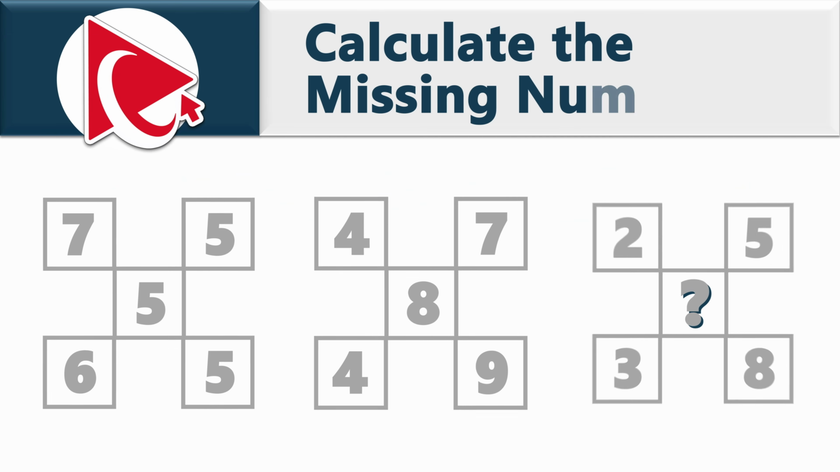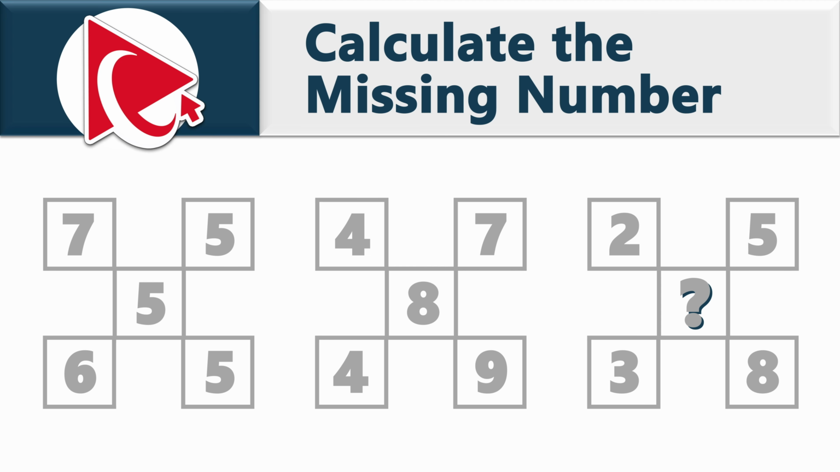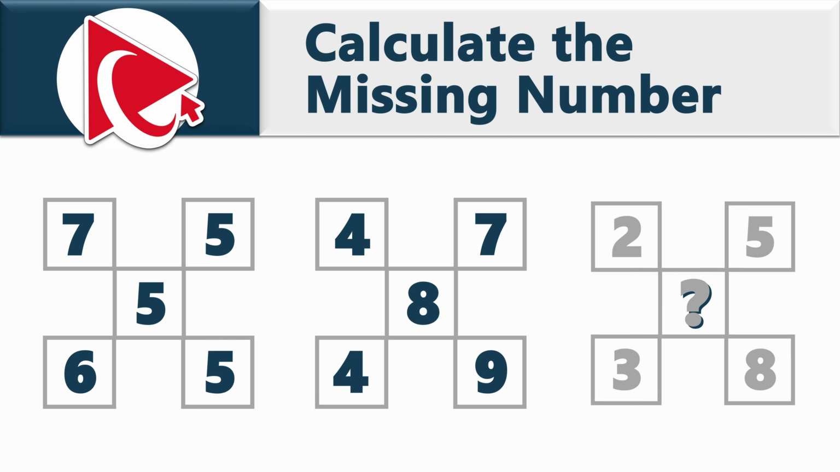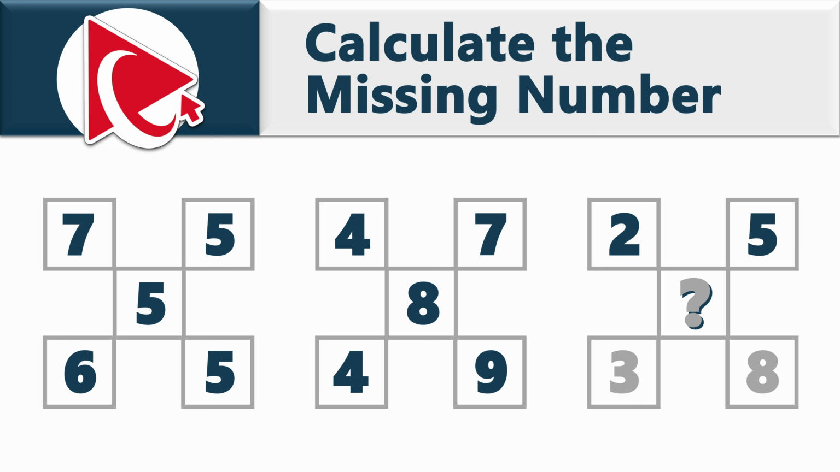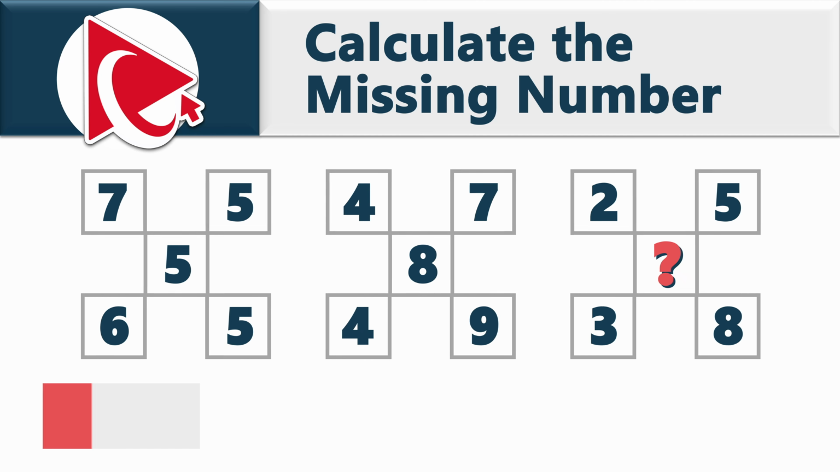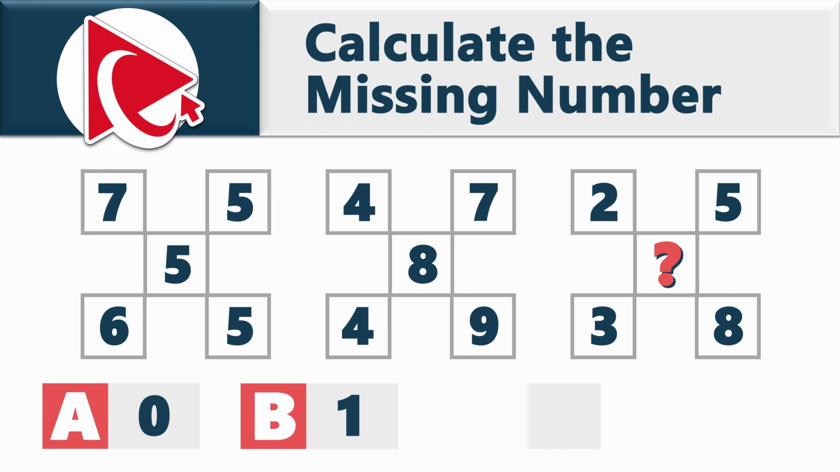You're presented with 3 shapes. Each shape has 5 squares, and each square has a number inside. The numbers for the first shape are 7, 5, 5, 6, and then 5 in the middle. For the second shape, the numbers are 4, 7, 9, 4, and then number 8 in the middle. For the third shape, the numbers are 2, 5, 8, 3, and then comes the missing number, which you need to calculate and select out of 4 possible choices. Choice A, 0, choice B, 1, choice C, 5, and last but not least, choice D, 7.